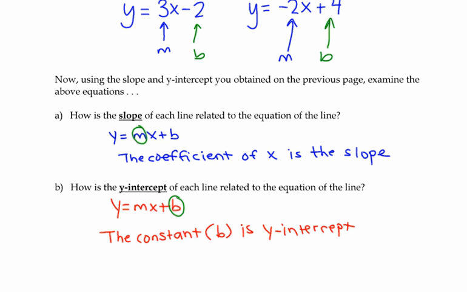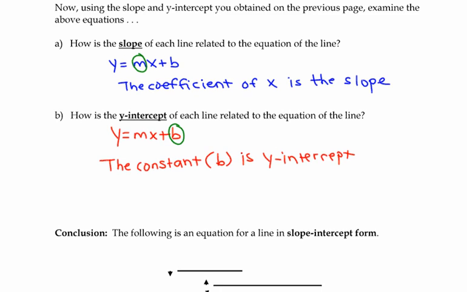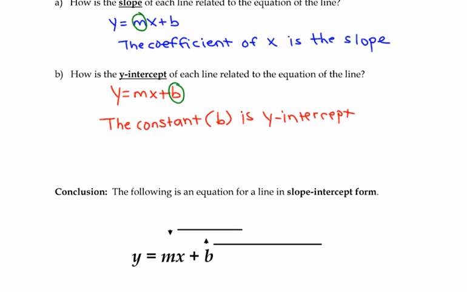So the constant is our y-intercept, because that's when x is 0, it'll always equal that constant. The constant doesn't change. And then the coefficient is our slope. So filling in this graph, m is the slope, b is the y-intercept.